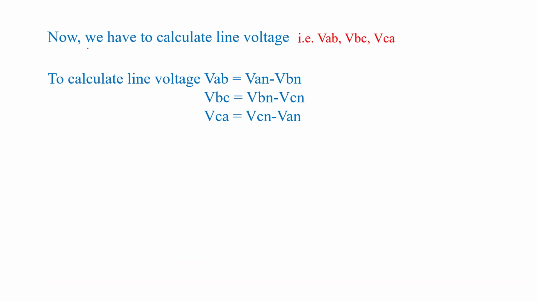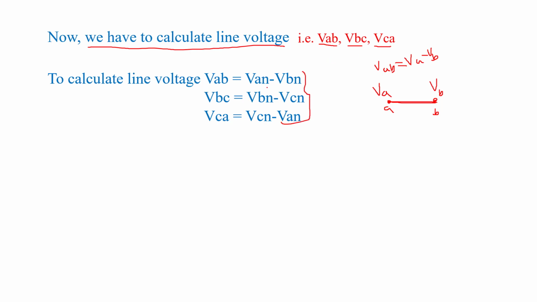Now we have to calculate the line voltage. To calculate line voltage, first we need to know what we mean by line voltage. Assume this point is A and this point is B. The voltage at this point is VA and at this point is VB. The potential difference between these two points is called line voltage. So line voltage is called VAB. The potential difference between the points A and B is called line voltage. So how do we calculate VAB? VA minus VB. Here we have to calculate three line voltages, VAB, VBC and VCA, by using this formula.